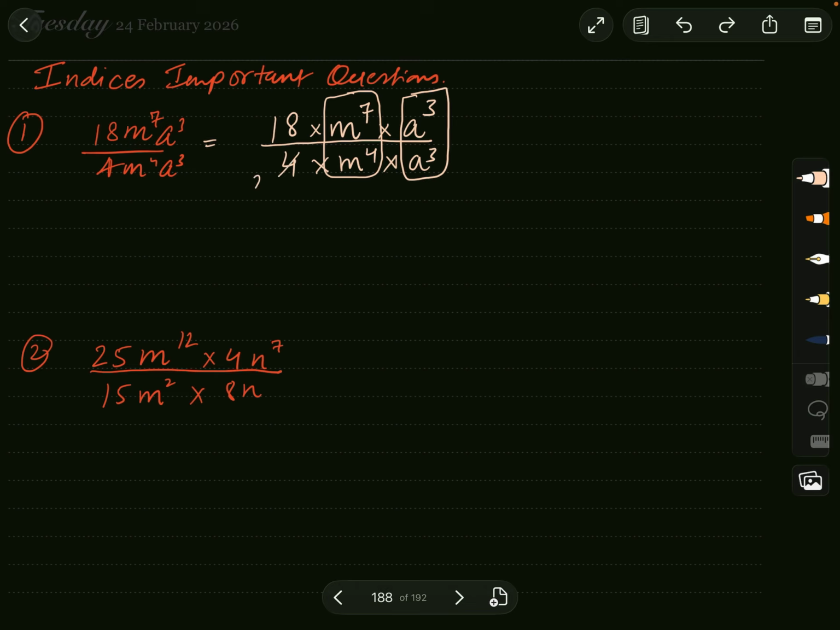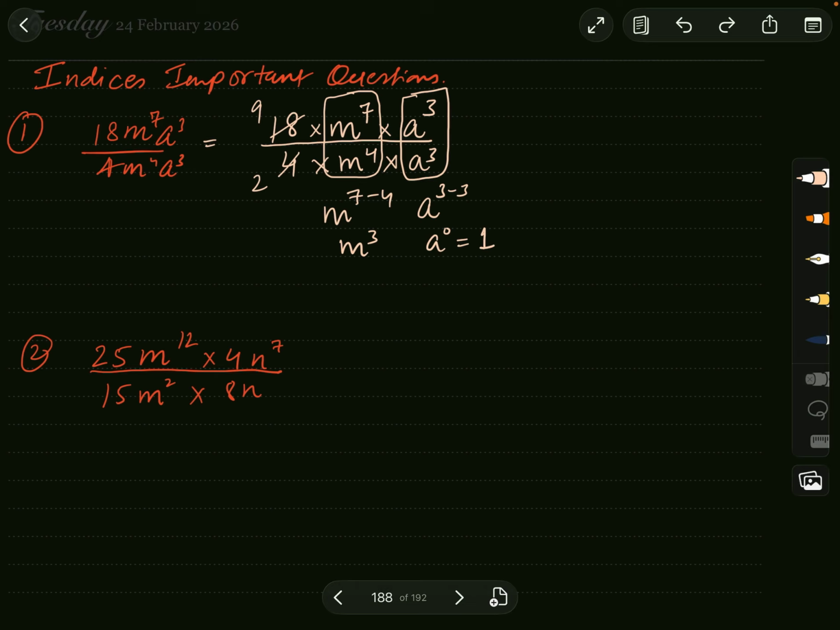So 2 times 2 is 4 and 2 times 9 is 18. Then m to the power of 7 over m to the power of 4 can be simplified by m to the power of 7 minus 4, and then a to the power of 3 over a to the power of 3 means 3 take away 3. That's gonna make it m to the power of 3 and a to the power of 0. A to the power of 0 is 1 because a to the power of 3 can only go once in a to the power of 3.